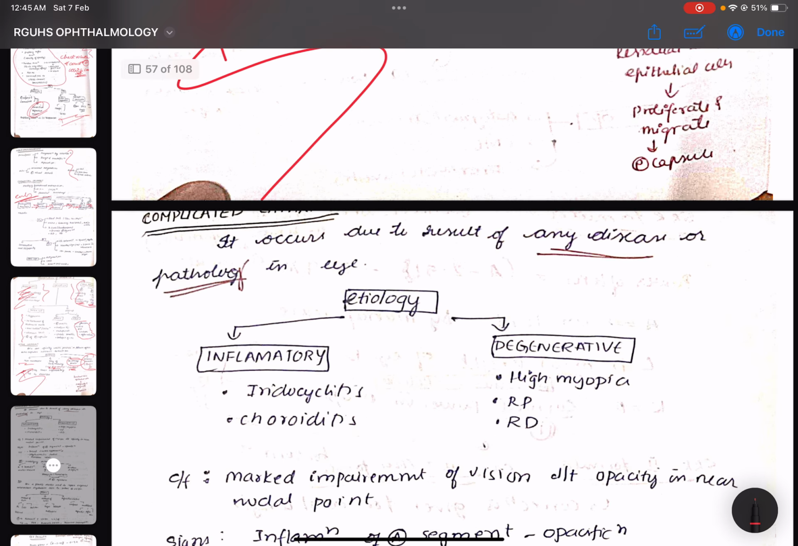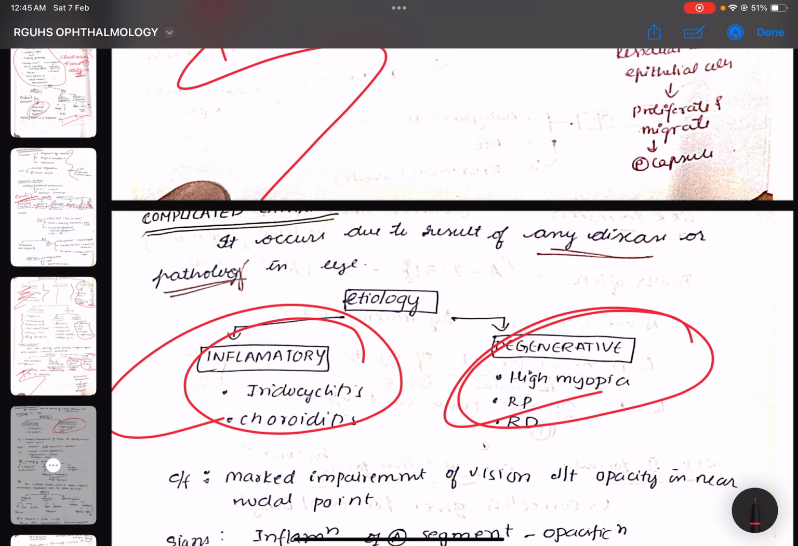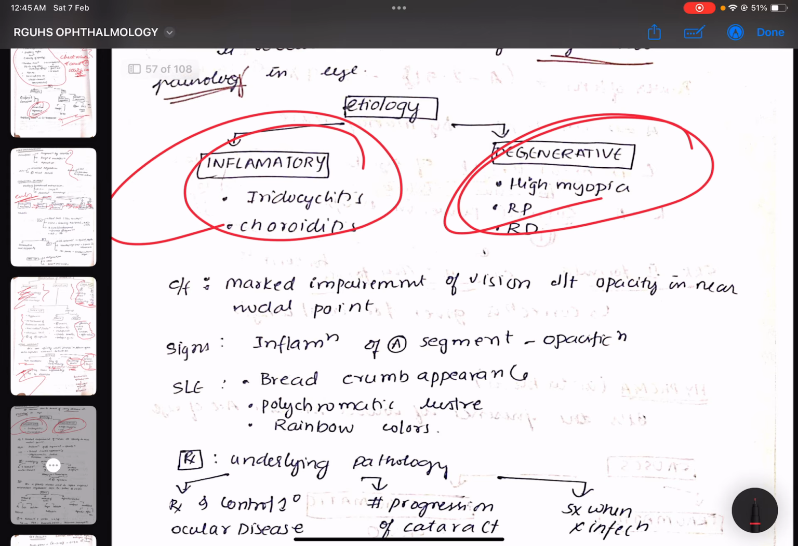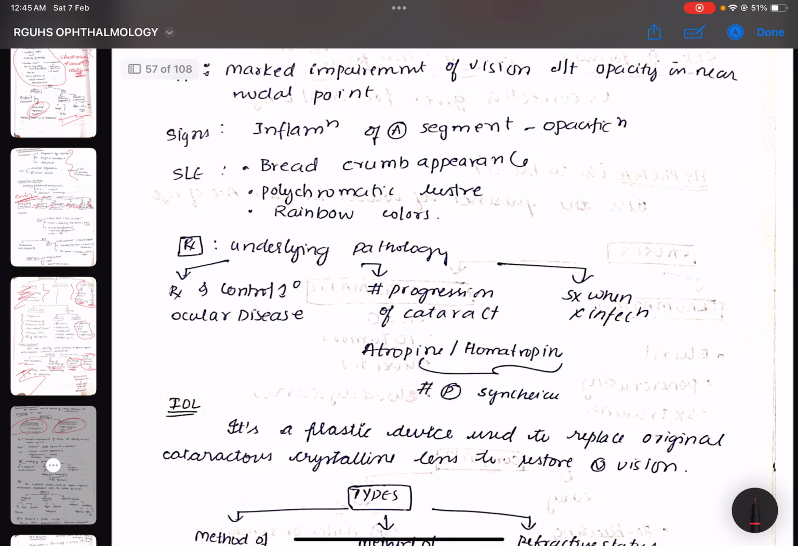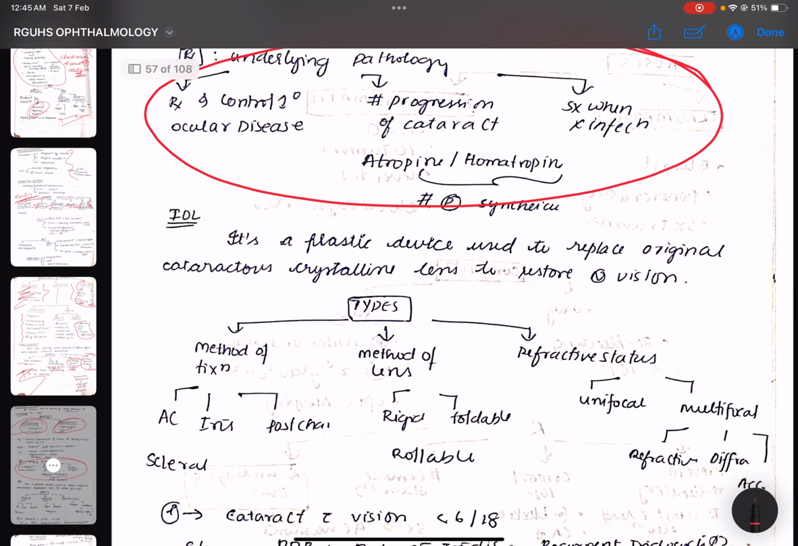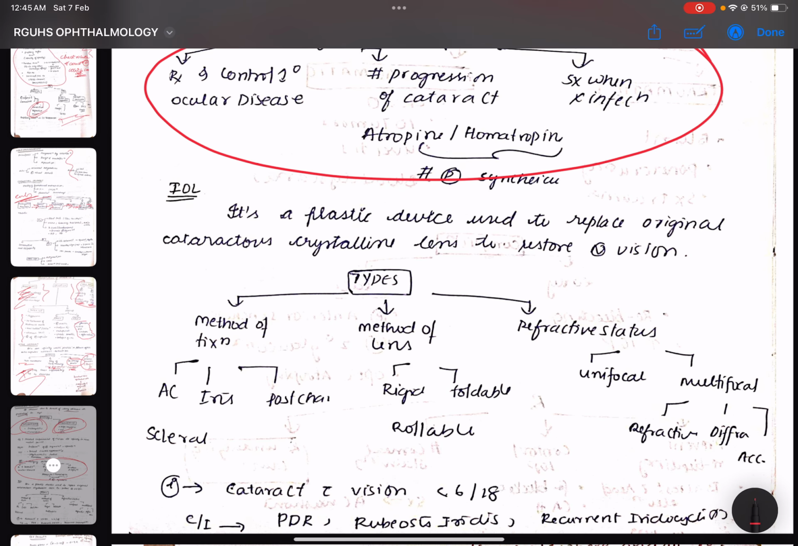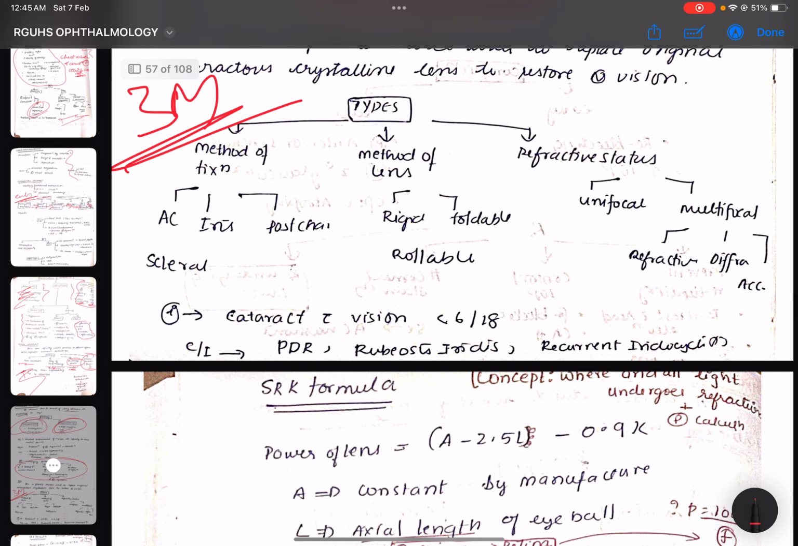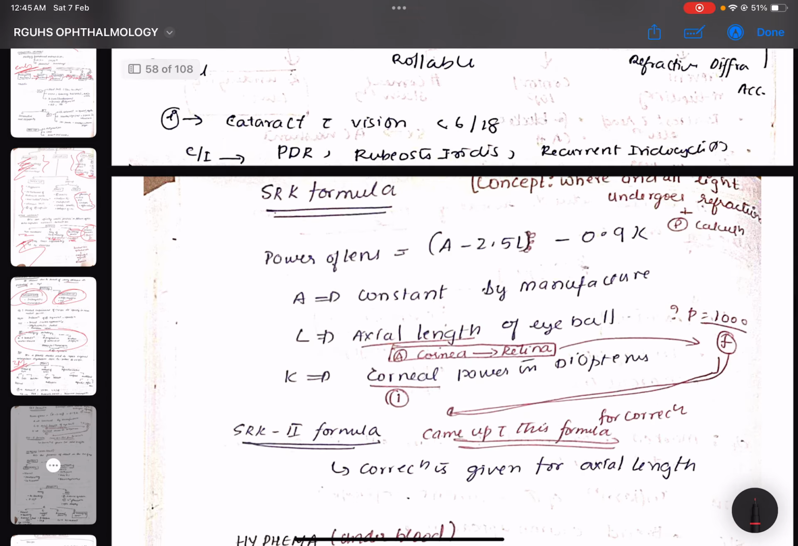Again, complicated cataract can be either due to a degenerative or inflammatory cause. Clinical features remain the same, but one important thing is you have to treat the underlying pathology, without which, even if you do cataract surgery, it is of no use. And IOL, for 3 marks they might ask; the nature of the topic itself is self-explanatory, so make sure you know that. But the important thing is you need to know the SRK formula. What is the aim of the SRK formula? To check what IOL you have to place, its power. So for that you should know where all the refraction occurs.